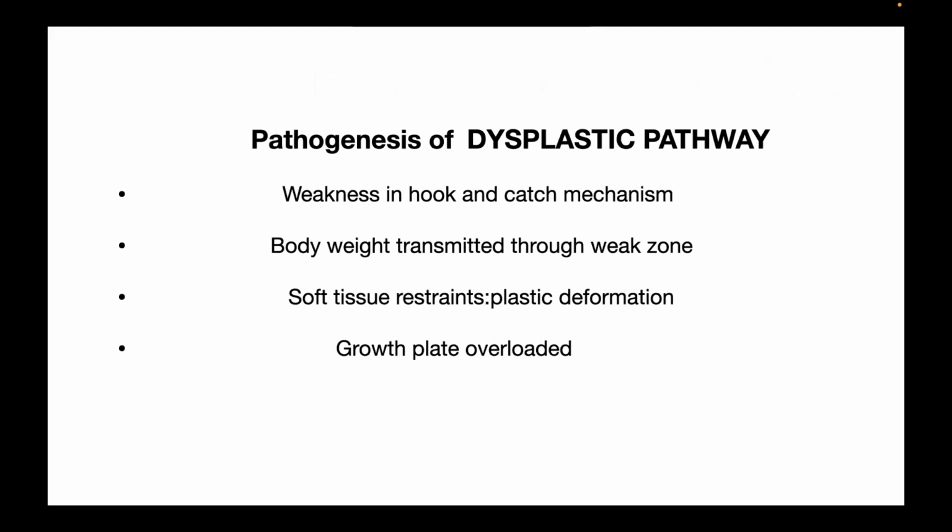Coming to pathogenesis, the dysplastic pathway mainly involves a weakness in the hook and catch mechanism, so the load of the body is transmitted through the weaker zone. Once the weaker zones are exposed to extra forces, there will be soft tissue restraints. Eventually, it will lead to plastic deformation. The end result is that the growth plate will be overloaded. There will be abnormal anatomy of the facets or the posterior elements of the spine.